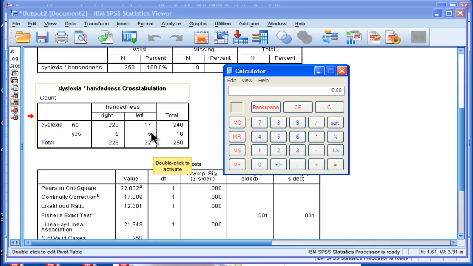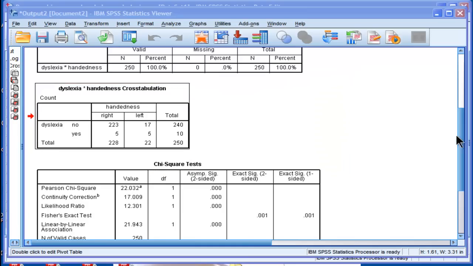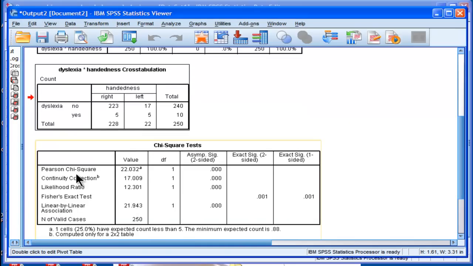What we would expect if the null hypothesis were true is 0.88 here, 0.9. Nearly one person we'd see here, but we see five. Now, is that statistically significant? That's what the crosstabs analysis is doing. And we get the analysis here. Pearson chi-square equal to 22.03, and it's p less than 0.001.